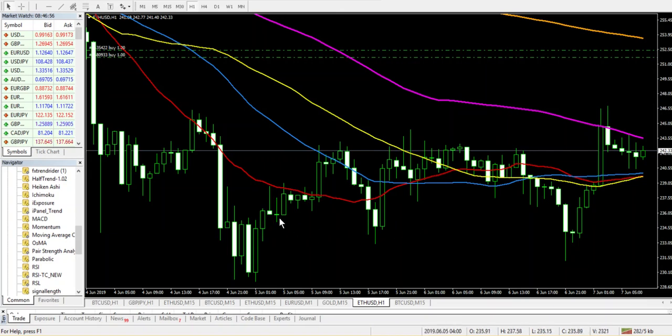Now see over here, we have an evening star, but we're up against the 20 moving average. I don't know if I would have sold that. It wouldn't have gone anywhere. You could have, but then we would have got this candle, and right away we're going back up, so we would have got stopped out if you tried to.